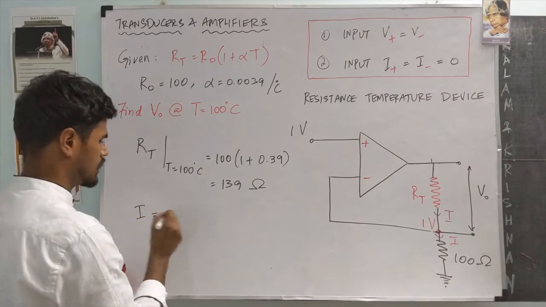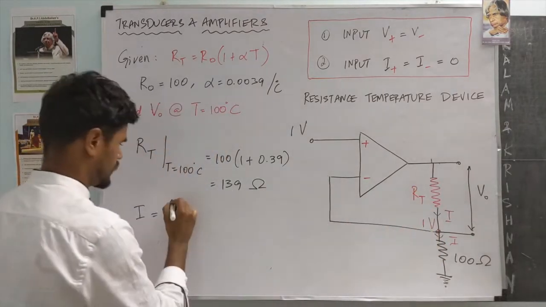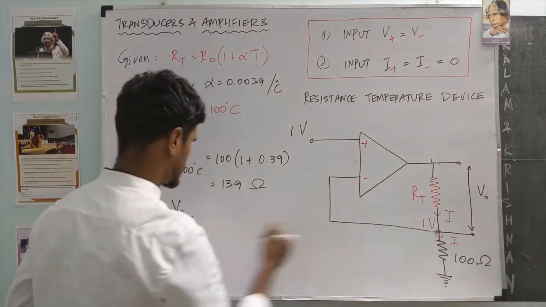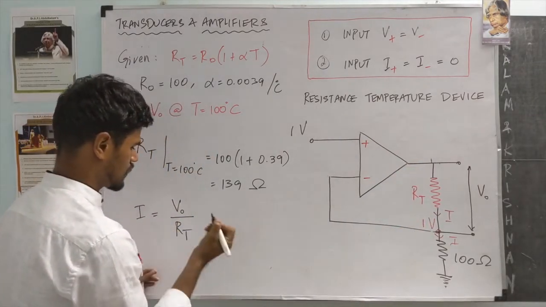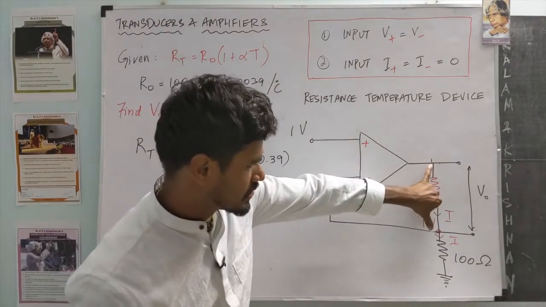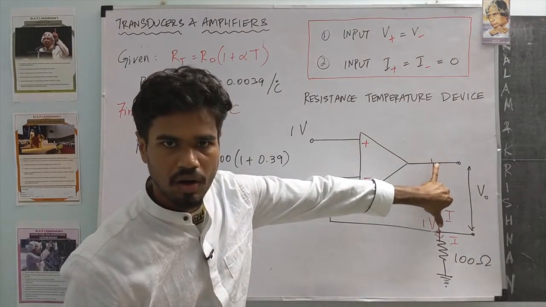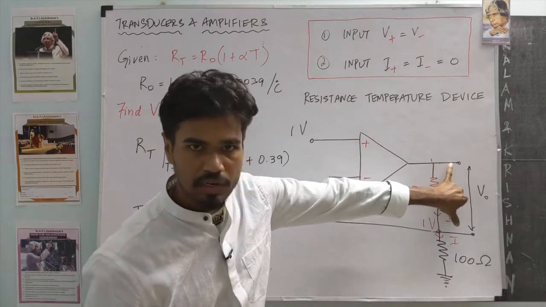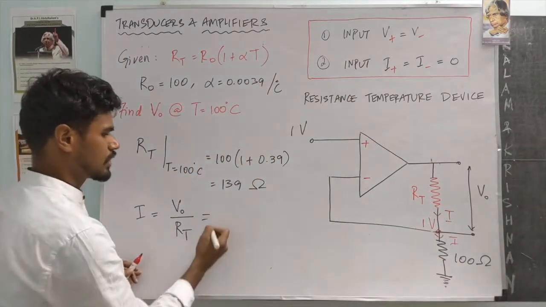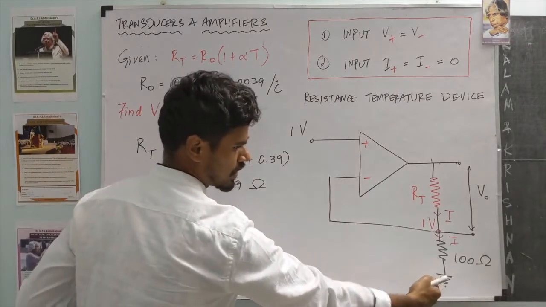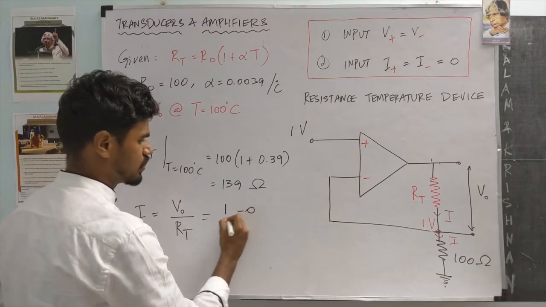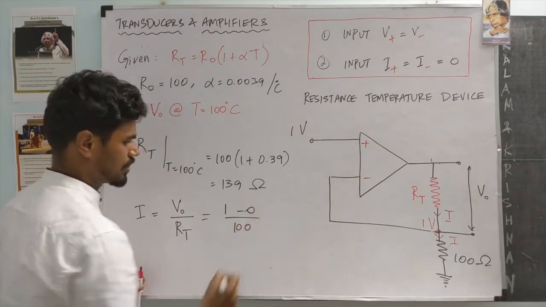The current here should be V0 divided by the resistance RT. If you notice, it's not V0 minus 1, because the total difference across this RT device is V0. So it's V0 over RT. That current should also be equal to the current in this branch, which is 1 minus 0 by 100.